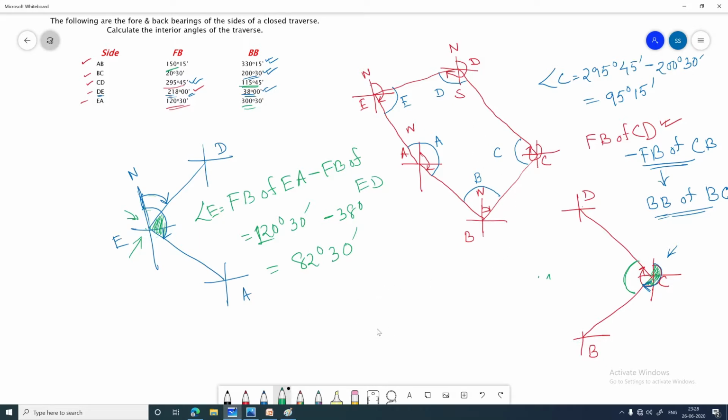Now yes, 99% of the problem is complete, but last we need to check. We know the summation of the interior angles of a polygon having n sides. You know the formula, (2n minus 4) into 90 degree is the total summation of the interior angles, where n is the number of sides. So here how many sides? 1, 2, 3, 4, 5, 5 sides. So 5 into 2 is 10, 10 minus 4 is 6, 6 into 90 is 540 degree.